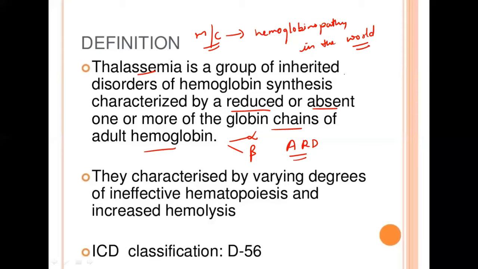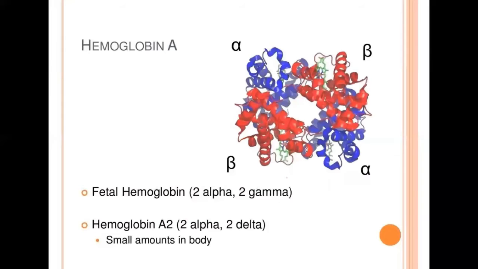Alpha thalassemia. Let me discuss alpha thalassemia first. Alpha thalassemia is a mutation of alpha genes. Alpha gene in chromosome 16. Right. So these are the chains, alpha chain and beta chain.